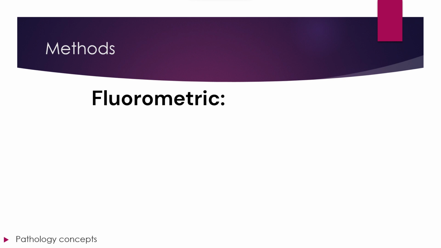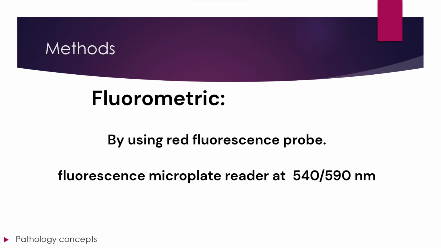The next method is the fluorometric method. It is a simple method of detecting calcium in physiological solutions by using a red fluorescence probe. The fluorescence signal can be easily read by a fluorescence microplate reader at 540/590 nanometers.